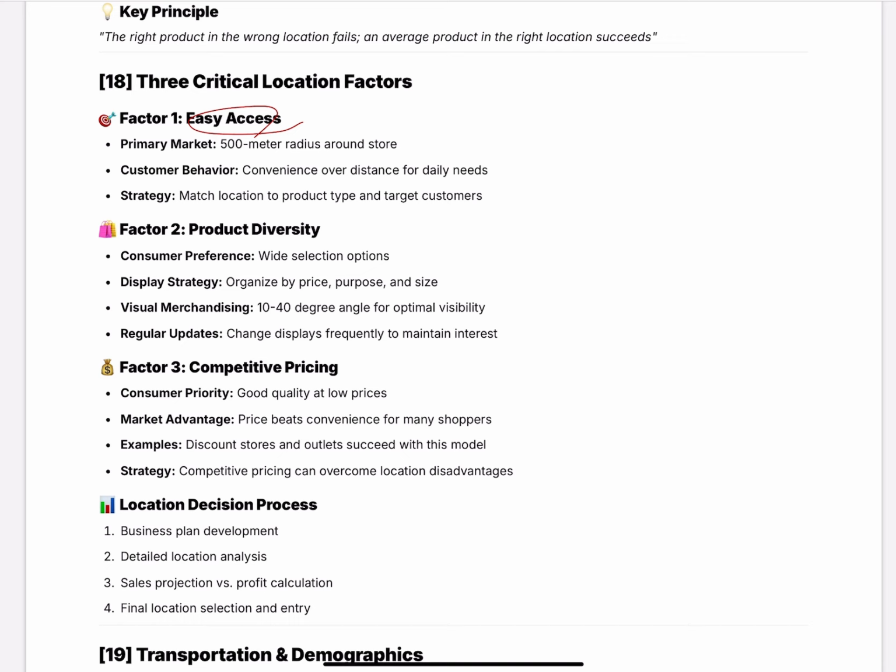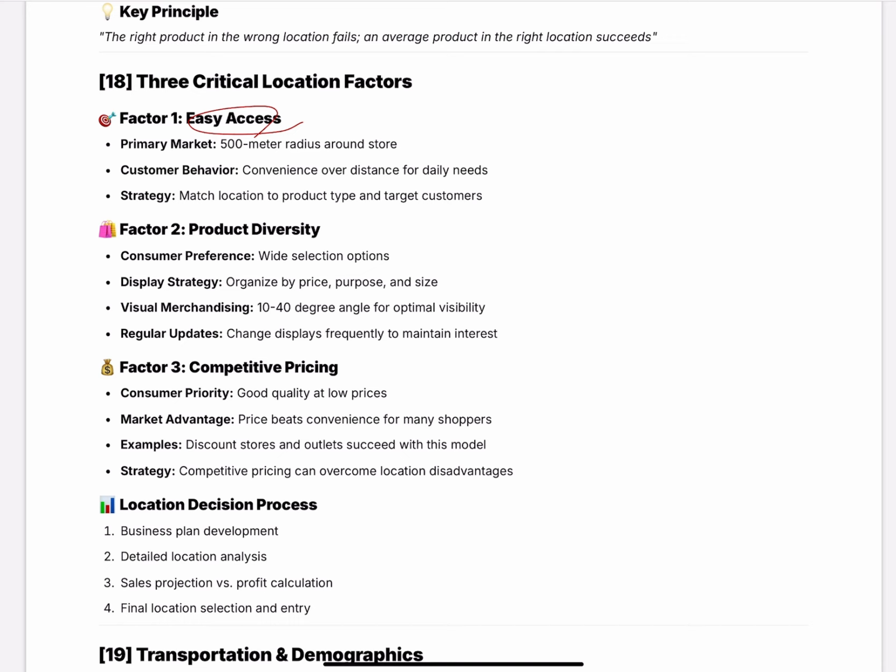So your strategy should be to match your location to your product type and target customers. If you are selling daily necessities, proximity to residential areas matters most. If you are selling specialty items, proximity to complementary businesses might be more important.